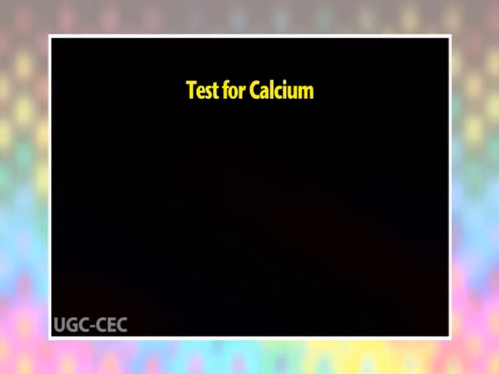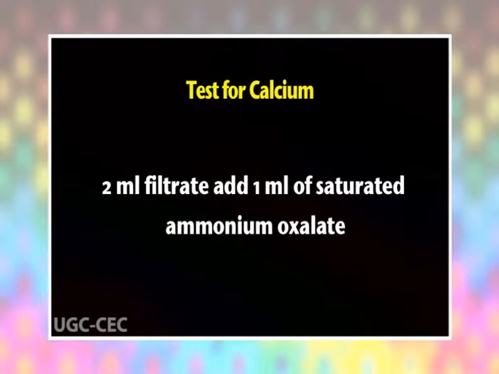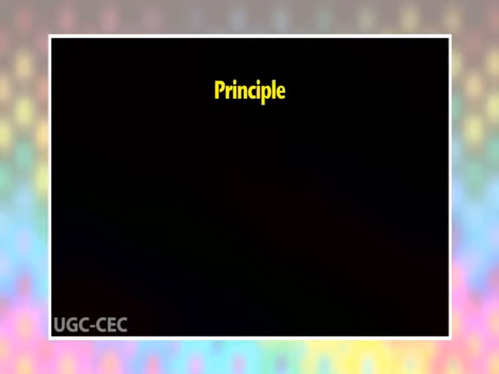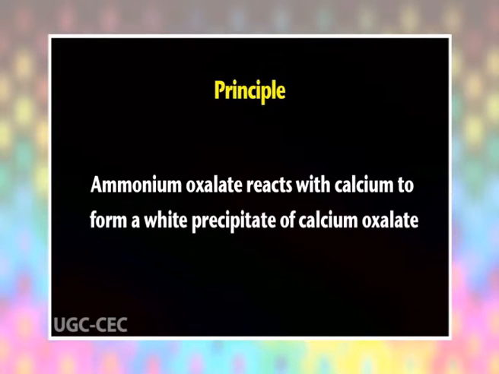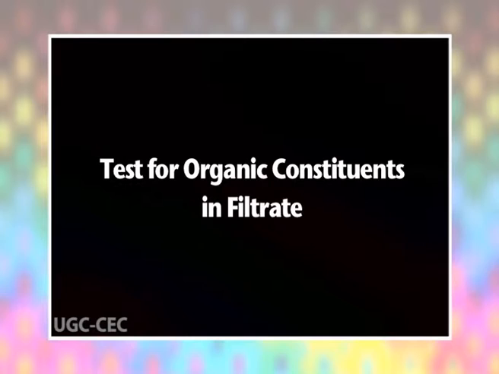Moving on to the next test, it's the test for calcium. To 2 ml filtrate, add 1 ml of saturated ammonium oxalate. A white cloudiness is due to the precipitation of calcium oxalate, which indicates presence of calcium. Now, this test is based on the principle that ammonium oxalate reacts with the calcium to form a white precipitate of calcium oxalate.